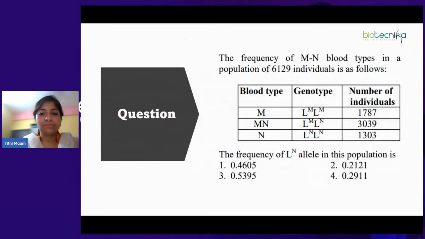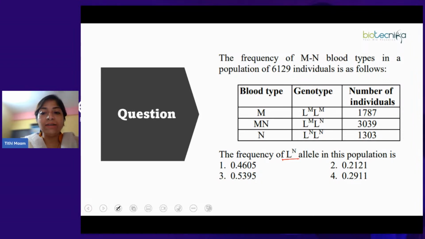Okay, another question. This is also a previous year CSIR question. The frequency of MN blood types in a population of 6129 individuals is as follows. The table is given to you: blood type, genotype, and number of individuals. The frequency of LN allele in this population is. So this is a simple question of allele frequency.